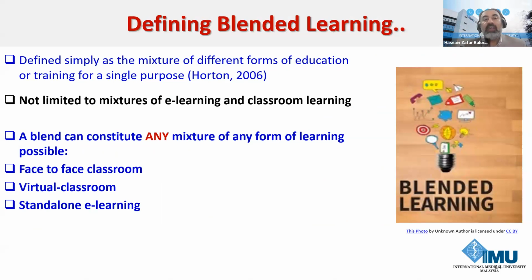So now, the formal definition of blended learning is simply the mixture of different forms of education or training for a single purpose. Okay. So one objective we want to achieve, or outcomes, with different types of forms. Thanks for the feedback. Right. So a blend can constitute any mixture, like face-to-face, virtual classroom, or standalone e-learning content, like a reusable learning object. You can design that. They can watch while driving, even, like podcasts, or while waiting for an appointment, or whenever they have time, it's a short nugget for learning.